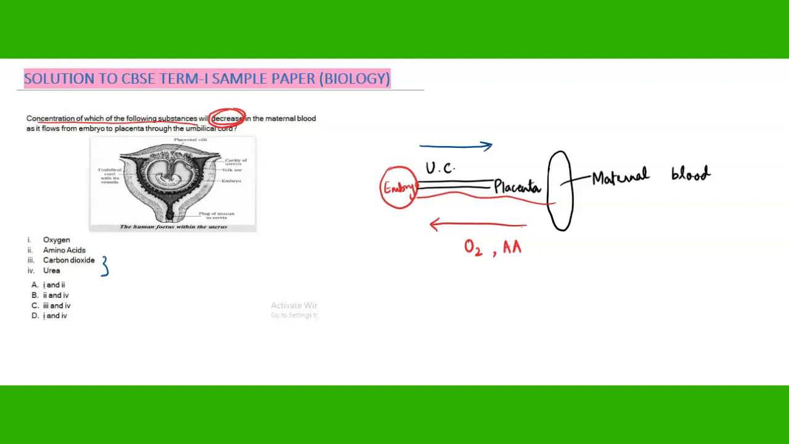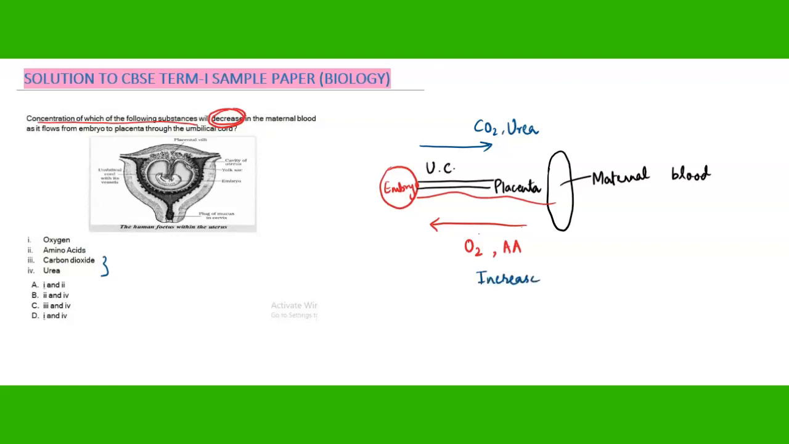When the blood is returning back, because the embryo is not using an excretory system, it is solely dependent upon diffusion. So CO2 and urea will be more as the blood passes from embryo to umbilical cord to placenta to maternal blood. So they are asking which concentrations will be at a lesser level.